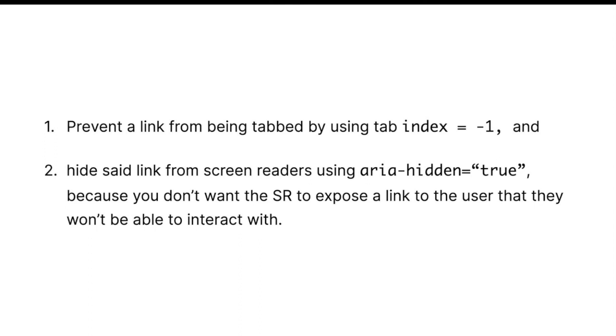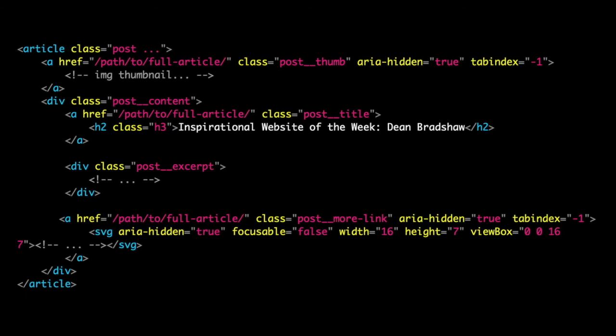So the markup for each post in the listing would look something like this. I have my article. I have a link that wraps my image thumbnail. I have a title, another link, which is the title, and then another link, which is the Read More link or the Read More icon. I only want the heading or the title of the post to take me to the full article page. So for the thumbnail and the Read More links, I add aria-hidden true and set the tabindex to -1.